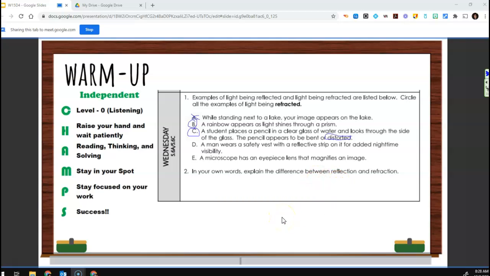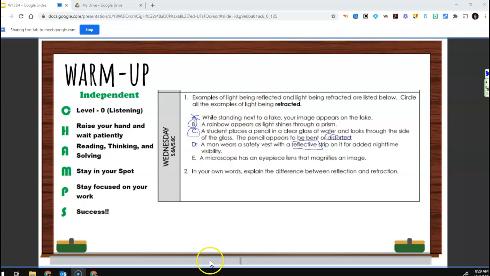A man wears a safety vest with a reflective strip on it for added nighttime visibility. Refracted, thumbs up. Reflected, thumbs down. Good job. It is reflected. Think about that. Reflective strip kind of gives it away, doesn't it? Sometimes things can be that obvious.